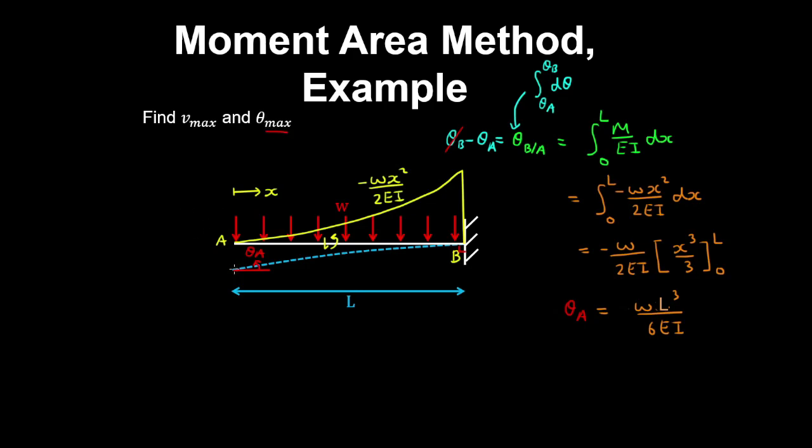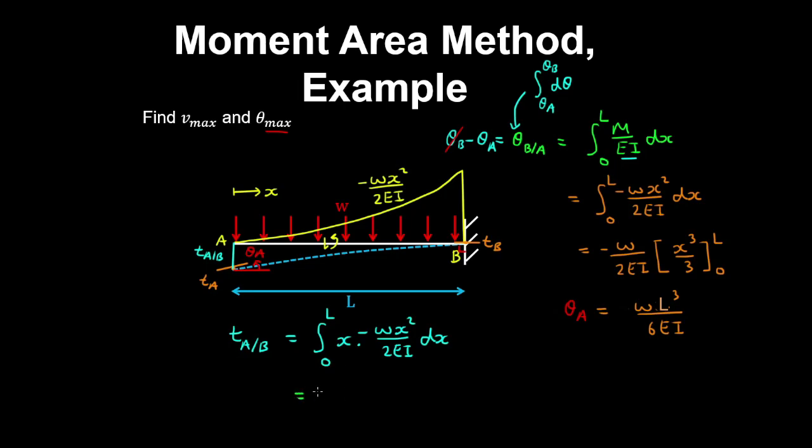Now to obtain the maximum deflection, we want the distance between the tangent at A and the tangent at B. So we're looking for the tangent at A relative to B, which is this distance over here, is equal to the integral of x by M on EI, which is the curvature. So that was minus wx squared on 2EI, and we integrate over x from x equals 0 to x equals L.